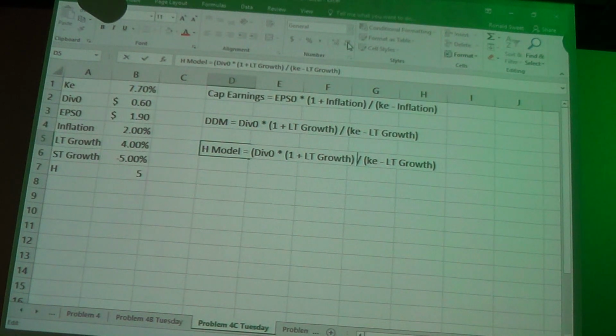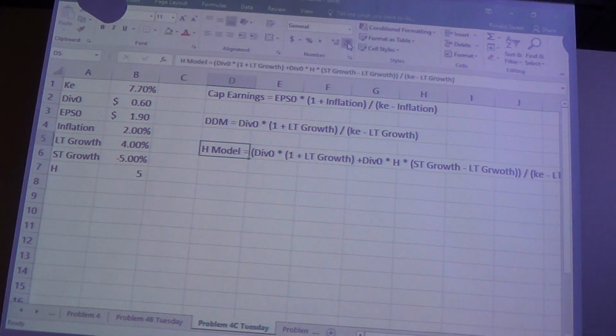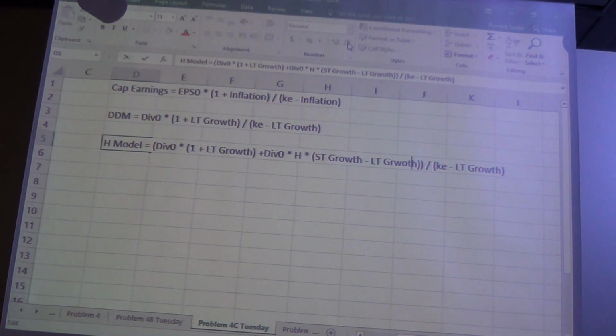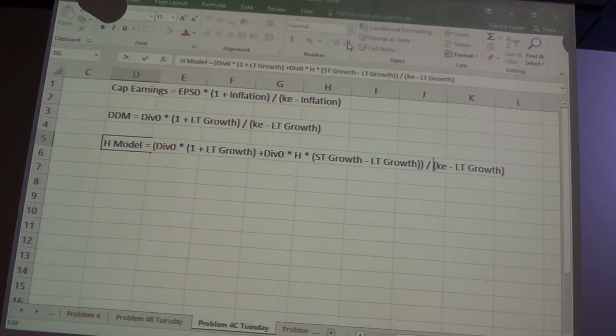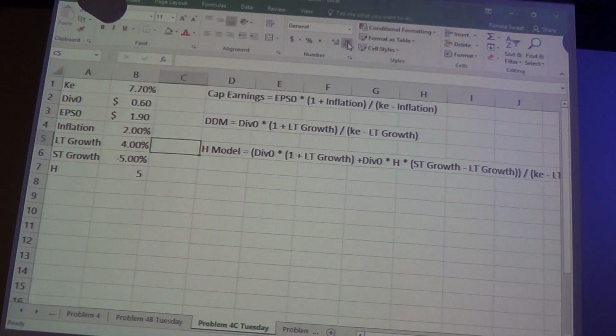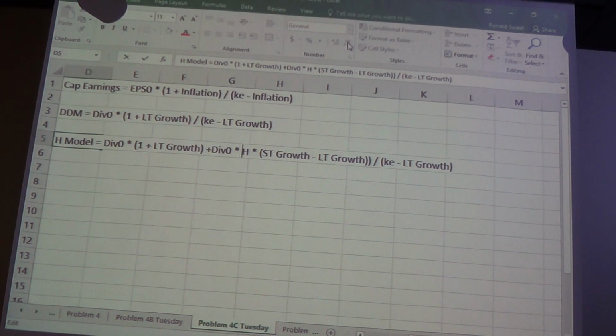Exact same formula, right? But you're just going to add in dividend 0 times H times short-term growth minus long-term growth. And be careful on parentheses. There were some homeworks where they didn't have the parentheses, and it gave them really, really bizarre answers. So make sure you're dividing by the difference. Don't divide it by KE and then subtract long-term growth at the end. You'll get a really bizarre answer. Others left this column off.